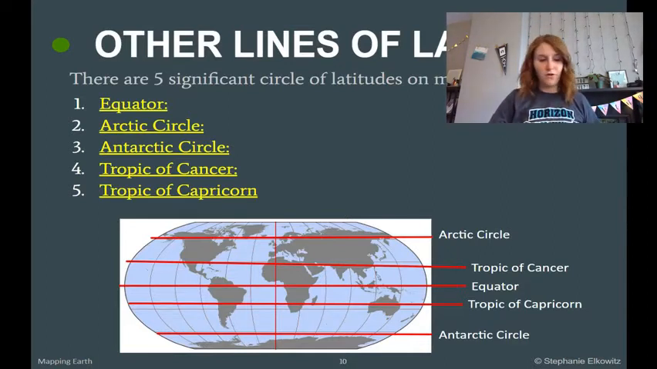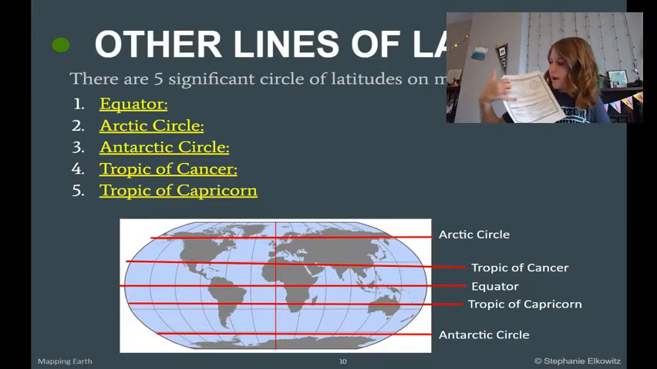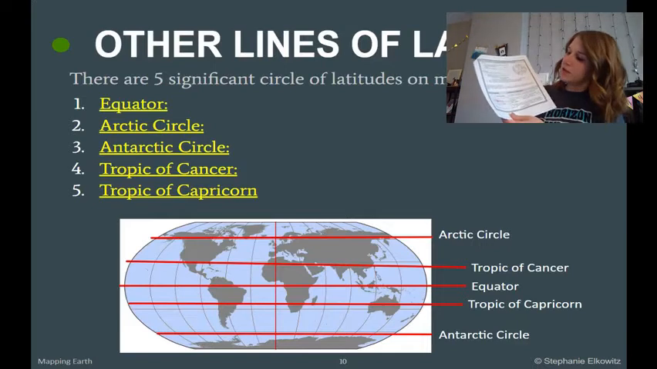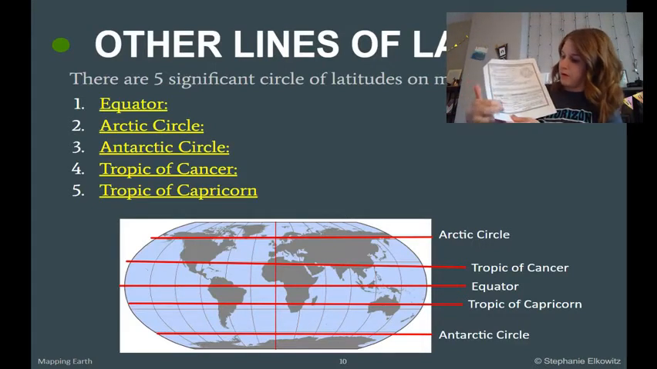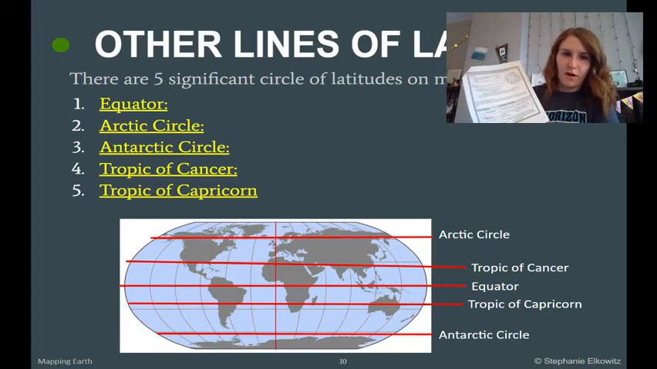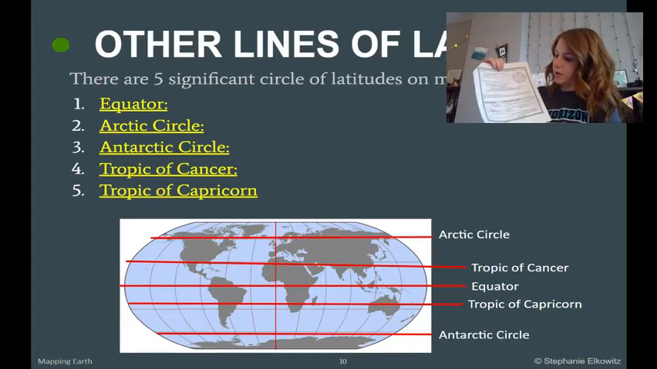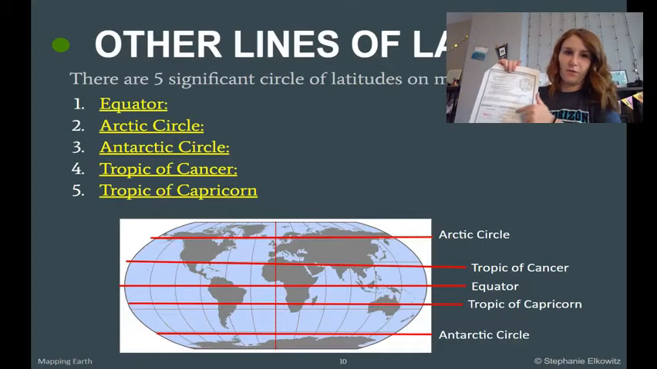Now, on your notes, before I talk about it, you have a chart of other lines of latitude. There are 5 significant circles of latitude on maps of Earth. You're going to write them all in, and then there are blanks for the importance or significance of those lines that we will go over next.